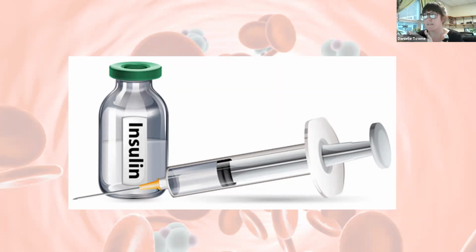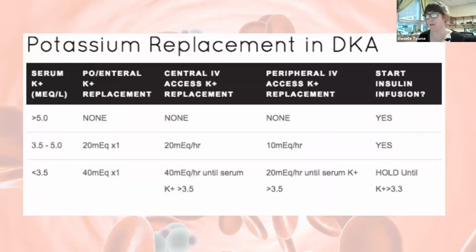And when we check blood sugars, we want to make sure that we're monitoring it fairly frequently. So that might be even every 15 minutes for the first little bit to make sure that we don't have too big of a decrease, or every 30 minutes. So it can be pretty time intensive. But before we start insulin, we want to check a potassium. So let's talk about potassium and DKA.